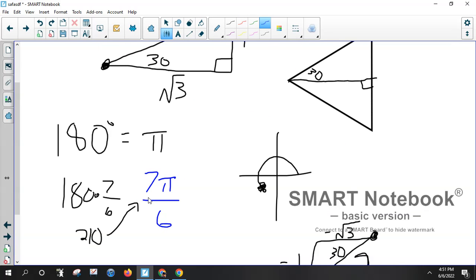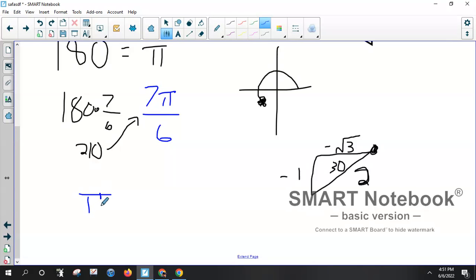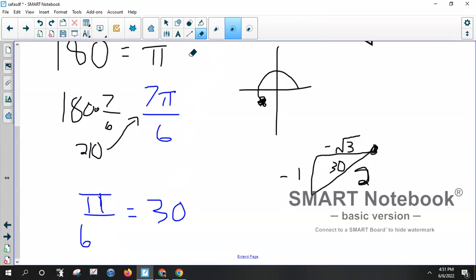Here's another conversion that you might want to memorize. Pi over 6 is 30 degrees. Every 30 degrees is 1/6 pi. Pi over 6 is 30 degrees. So, if I have a 60 degree angle, that's 2 pi over 6, which is really pi over 3. If I have any angle over 6, it's going to be something that's 30 degrees above or below the x-axis. If I have 60 degrees, that's a pi over 3.